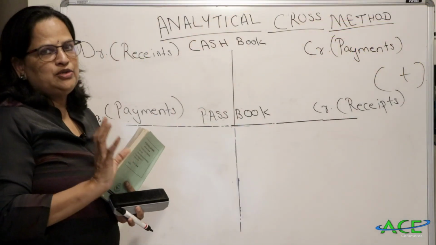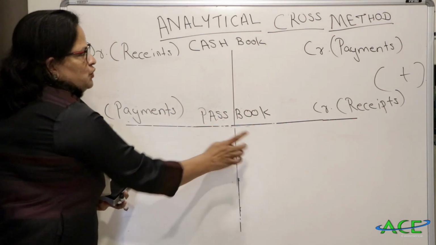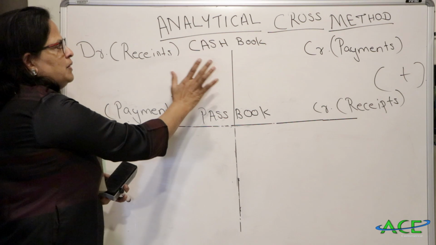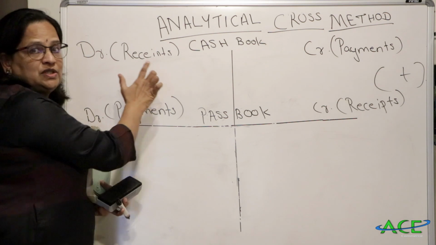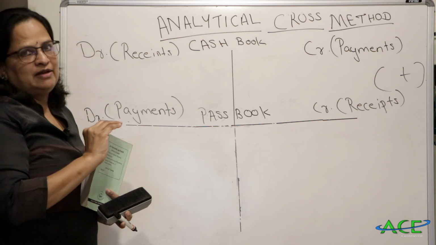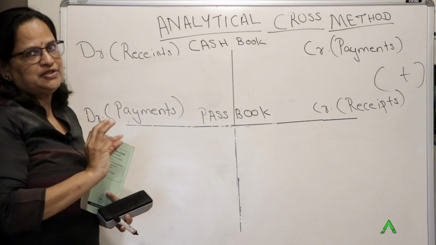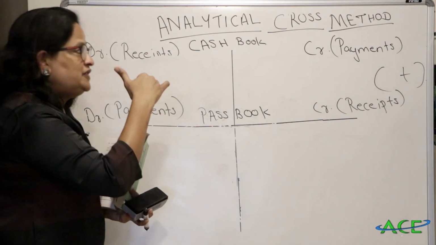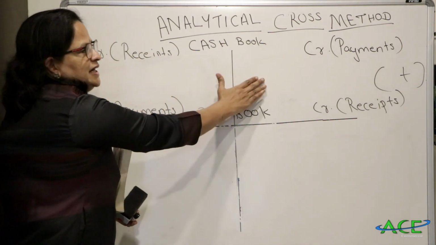Now the format of the 3-column cash book. I'll explain with the help of the board. We have to see two formats. One is the cash book format and the second one is the passbook format. In the cash book format, you have to remember that in the 3-column cash book, receipts we write on the debit side. Meaning if you are getting a check from the customer, check received is considered as cash received. So here we will write. If a check is issued by the firm, here we will write credit payments. So this side is receipt, this side is payment.